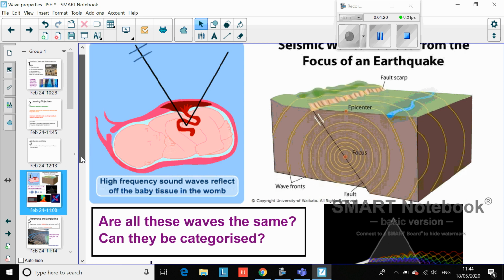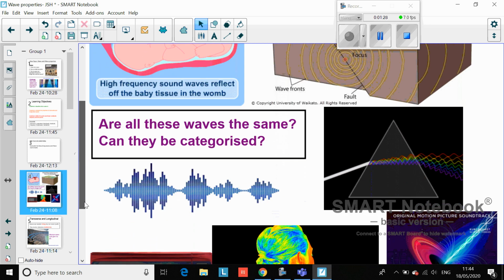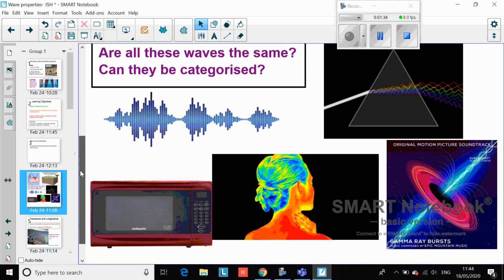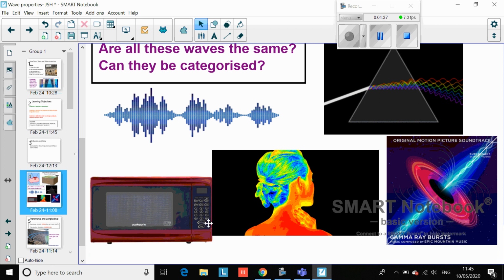A couple of other examples for you. There's light. Light can be split as a wave. There are sound waves that we know about. Microwaves, which are used in a microwave oven to cook food. You can see here infrared, an image of a person, and also X-rays and gamma rays, which are given off by some objects in space, like black holes. So there are lots of different waves, but we need to be able to describe what a wave is.